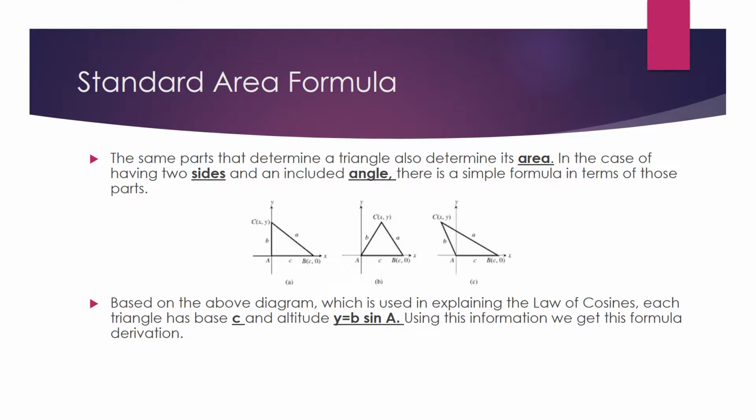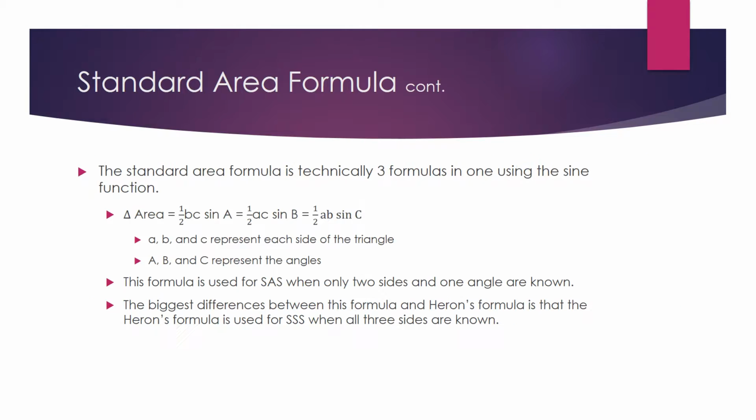The same parts that determine a triangle also determine its area, so its side lengths and its angles. In the case of having two sides and an included angle, there is a simple formula in terms of those parts. Based on the above diagram, which was used in explaining the law of cosines, each triangle has a base of value c, an altitude of value b sine of A. Using this information, we get this formula derivation.